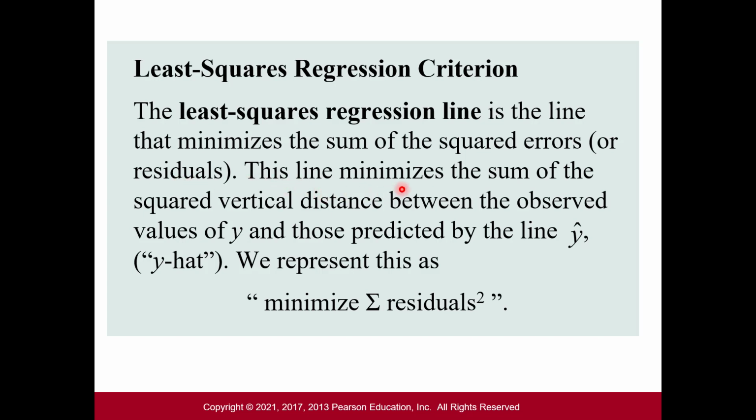So this line minimizes the sum of the squared vertical distances between the observed values and those predicted by the line. We use this notation: y hat for the predicted value, and y for the observed value. The other way to sum up this statement is to say we minimize the sum of the squared residuals.